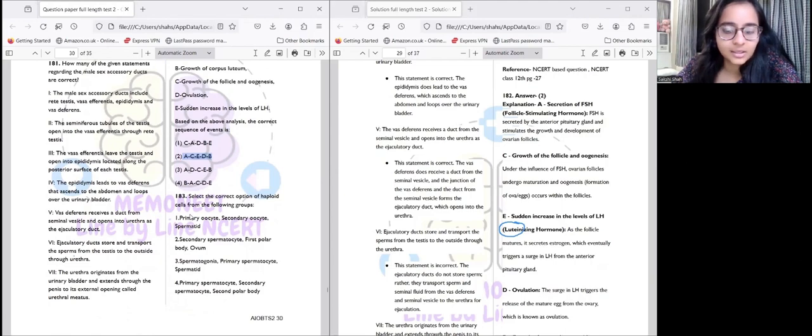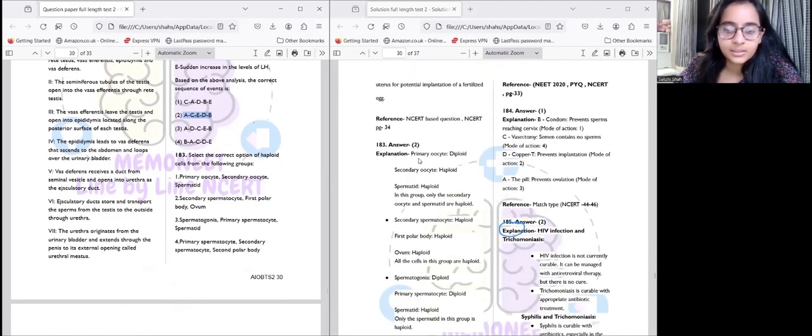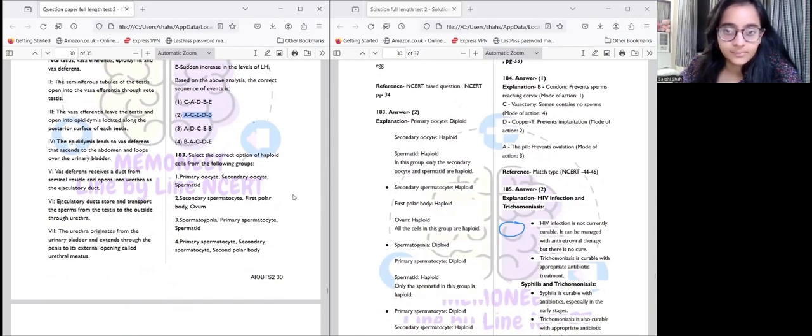The next is the correct option for haploid cells. Now we have primary oocytes. I'm just opening the answer here. So the answer is option number 2: secondary spermatocytes, first polar body, and the ovum. We need to remember that all of these are haploid. So let's see what is diploid and what is haploid and remember it accordingly. Primary oocyte is diploid. How is that formed? It's formed by mitosis, from the oogonium that was there already, which is why it is a diploid cell. So it is by mitosis.